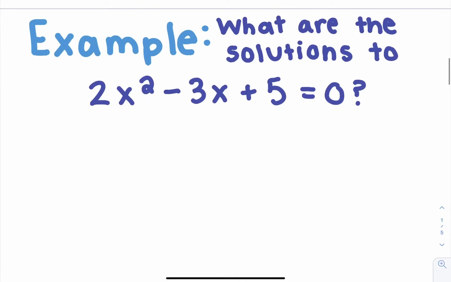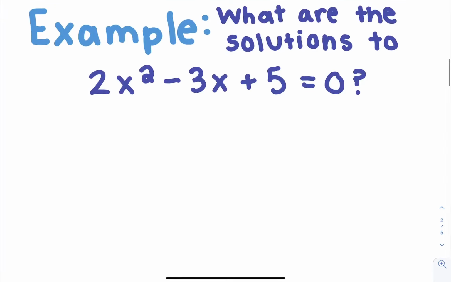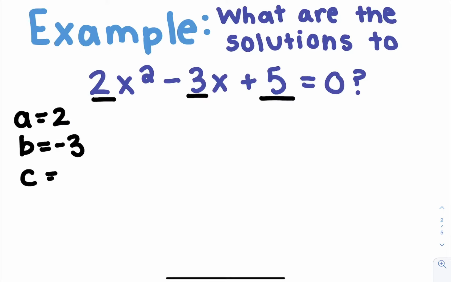If we have something like this that asks us what are the solutions to 2x squared minus 3x plus 5 equals 0, you might try to factor it, you might try to graph it, but then you realize none of those options really work. So let's try the quadratic formula. We first know that a is 2, b is negative 3, and c is 5. So let's plug that into the quadratic formula.